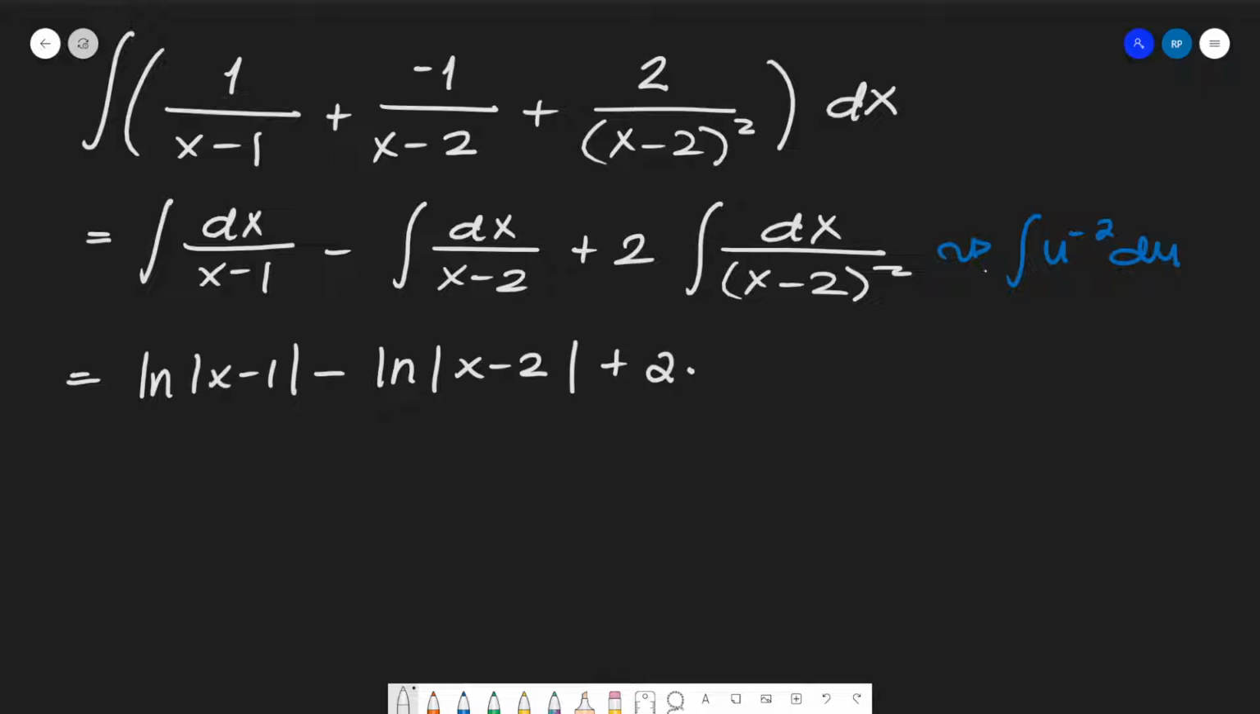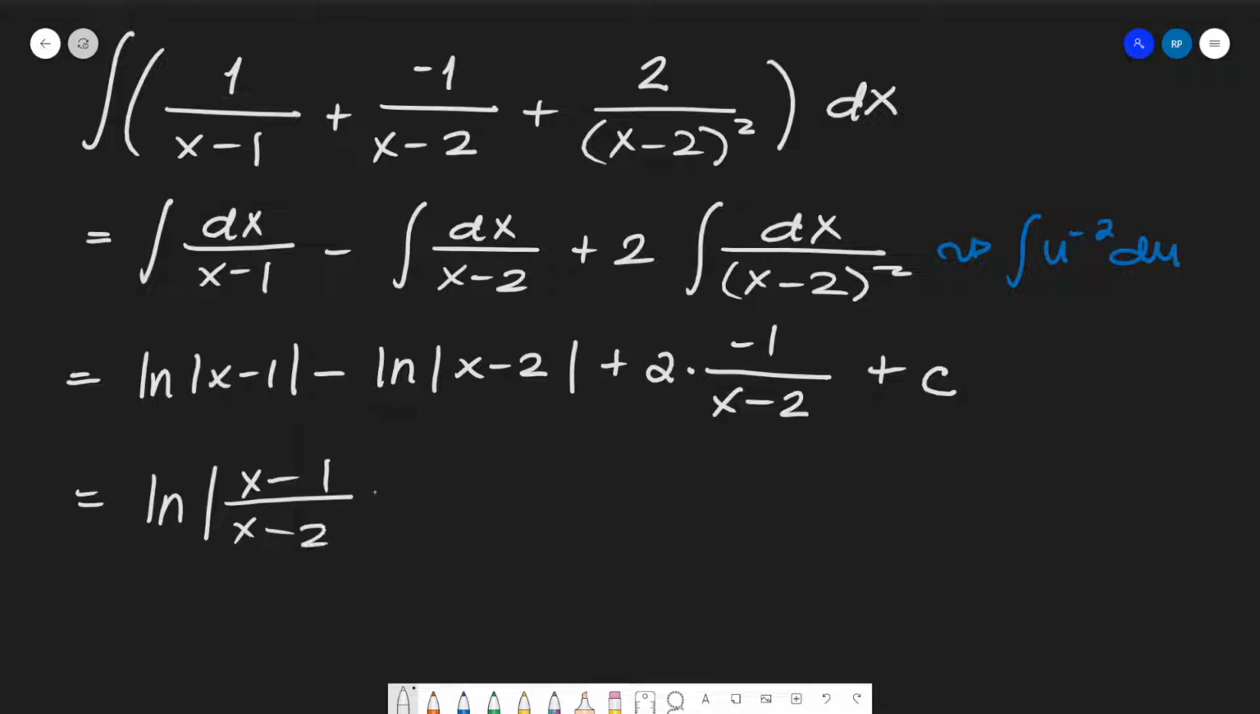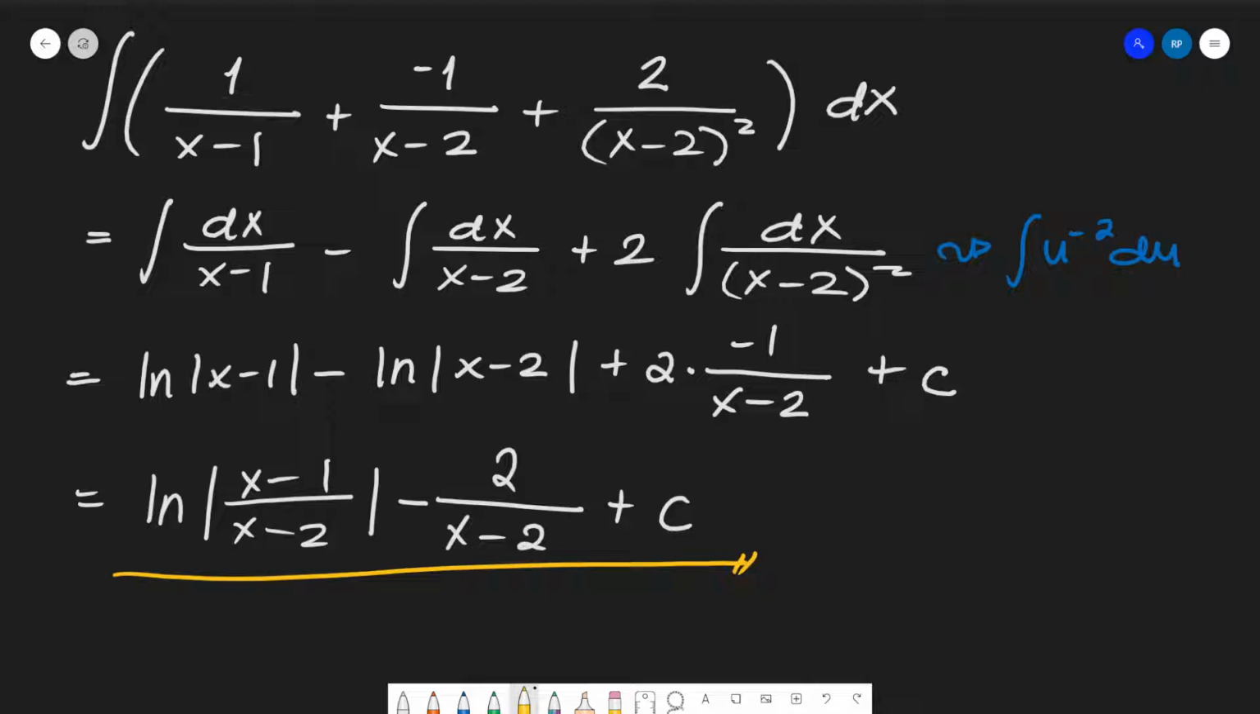2 times, no? So we have here u raised to negative 2. So plus 1 will be negative 1 over u, no? So we have negative 1 over x minus 2, no? So ayan, negative 1 over u plus c. Okay, so we can combine these ln's, no? So we have ln of x minus 1 over x minus 2 plus, pag-combining ko na lang to, no? So we have negative 2 or minus 2 over x minus 2 plus c. And this can be our final answer. Okay? So I hope you guys got it, no?